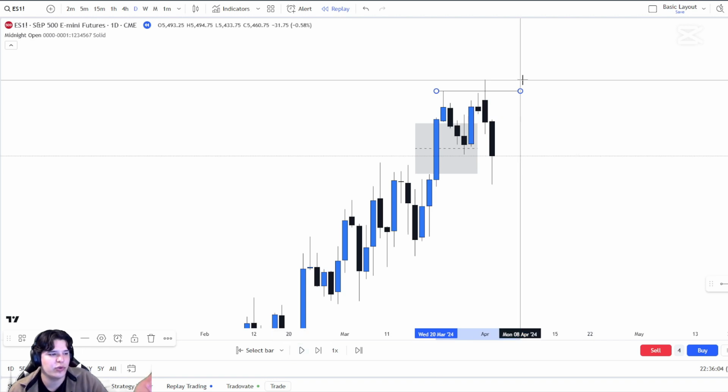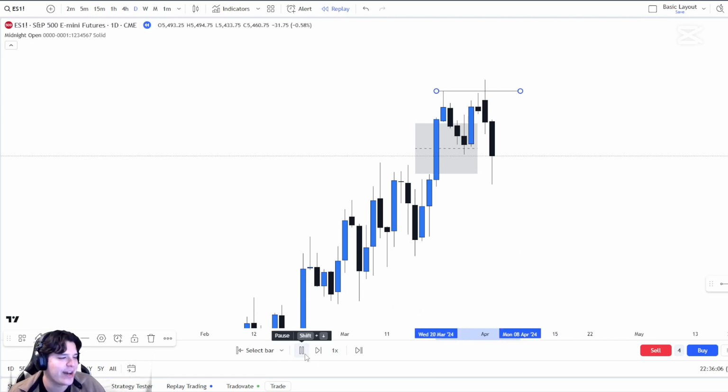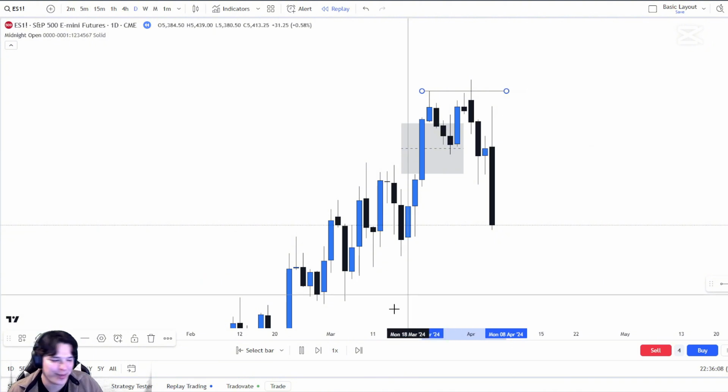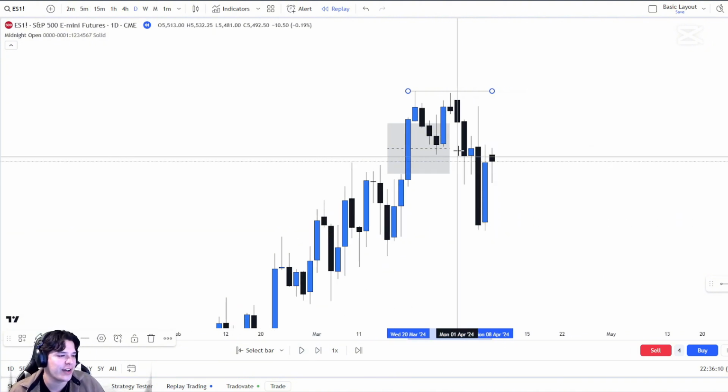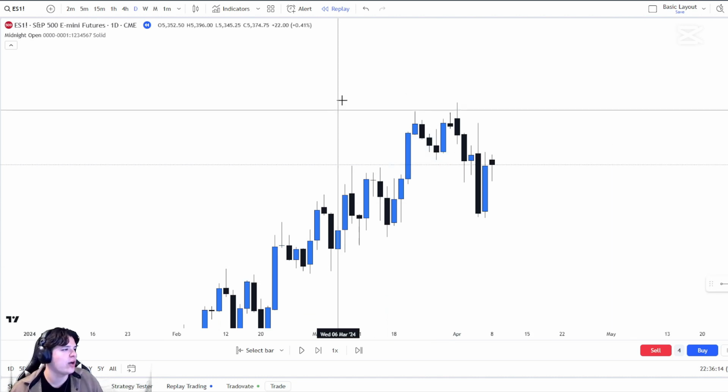We actually end up sweeping it, and we can see that after that sweep, you guys can see how we're starting to put things together. We end up actually getting a break of structure after we break below this higher low. So at this point, this should be becoming very apparent.